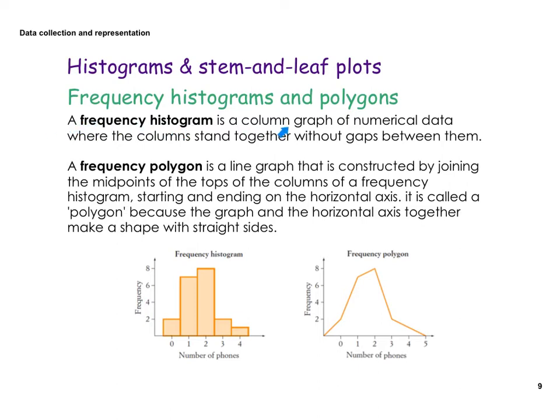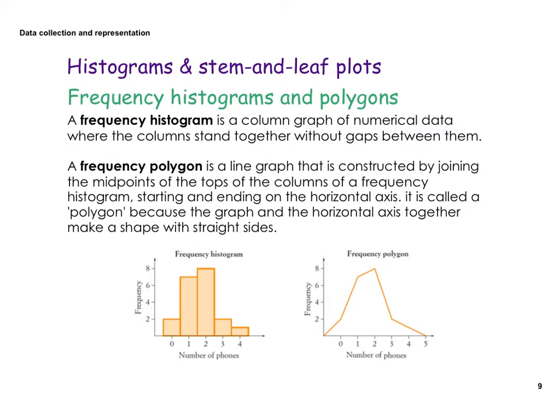A frequency histogram is a column graph of numerical data where the columns stand together without gaps between them, like this one just down here. So there's columns, and you can see they're touching each other as well. A frequency polygon, this one here, is a line graph that is constructed by joining the midpoints of the tops of the columns of a frequency histogram, starting and ending on the axis, so down here. It is called a polygon because the graph and the horizontal axes together make a shape with straight sides. You can see here, it makes a shape.